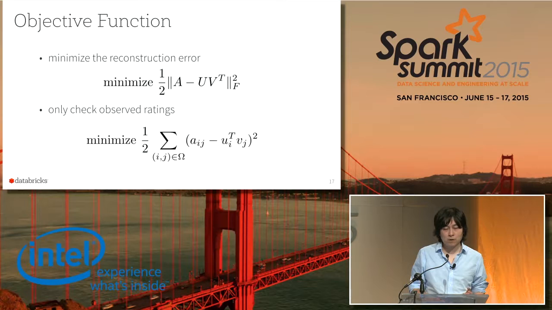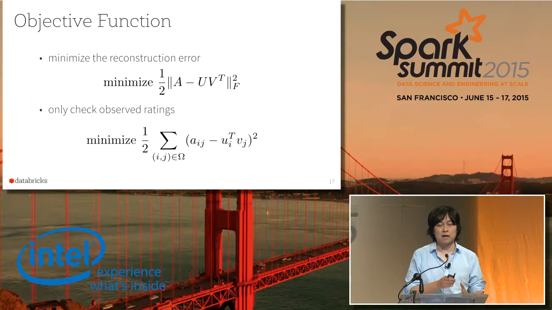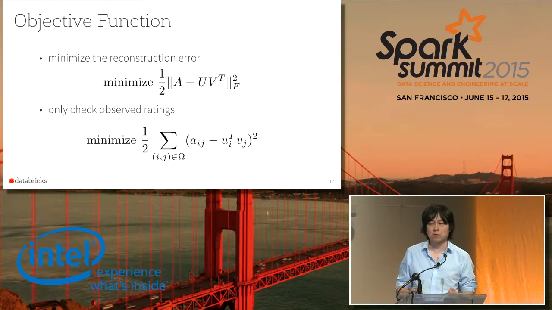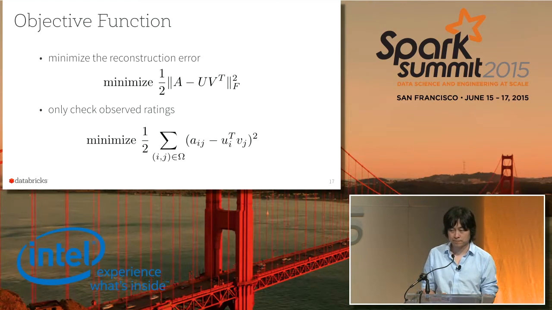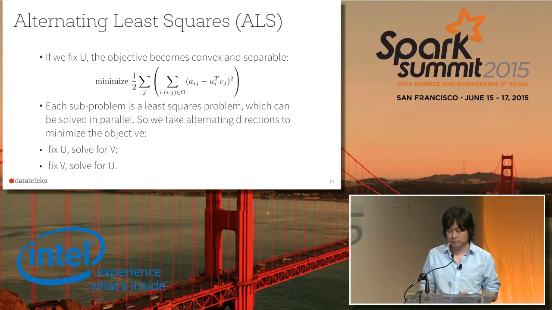However, you know that A is the rating matrix, and it's very sparse. There are a lot of unobserved ratings in the input matrix, so we cannot just calculate that directly. The solution is we only check the observed ratings. So it's just a subset of the first formulation. I use that as the reconstruction error. That's the objective function of this ALS problem.